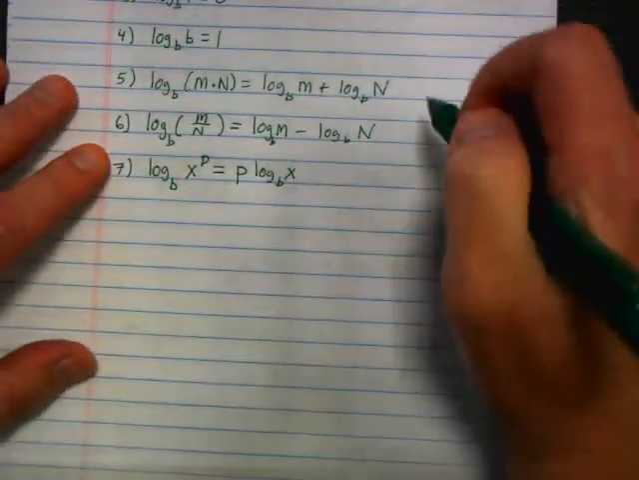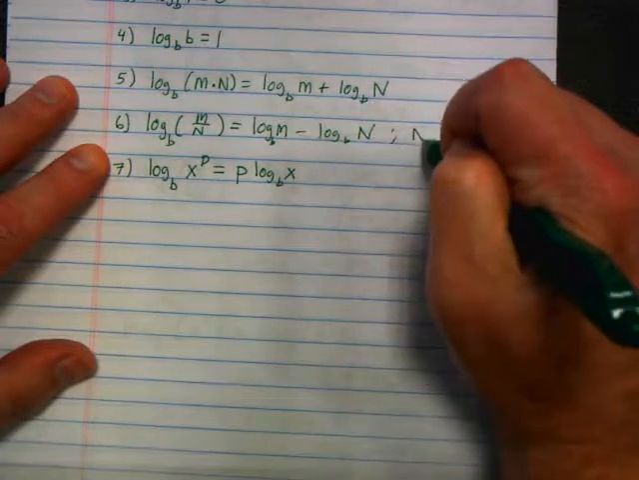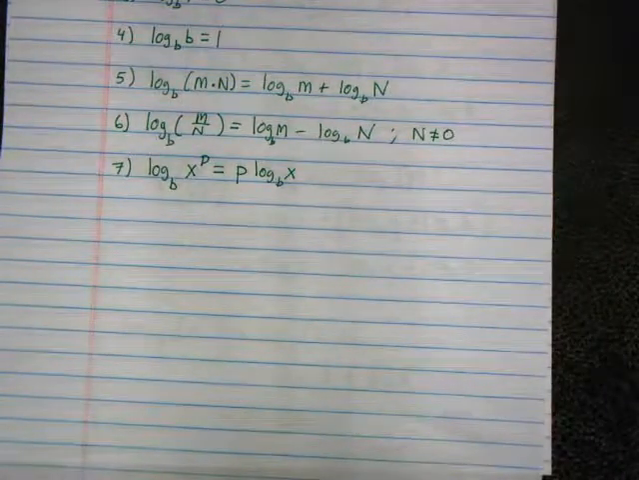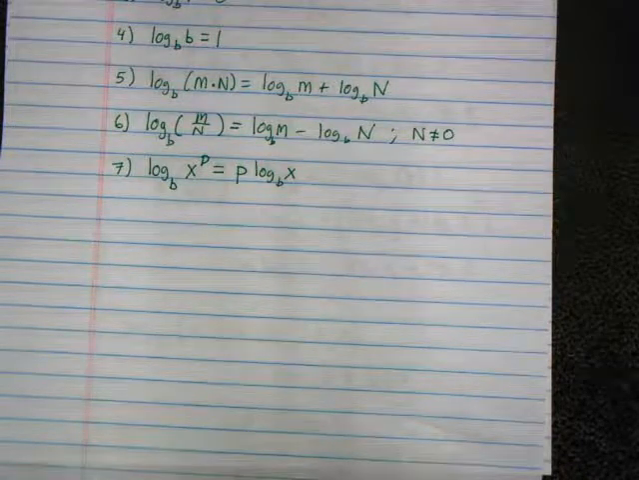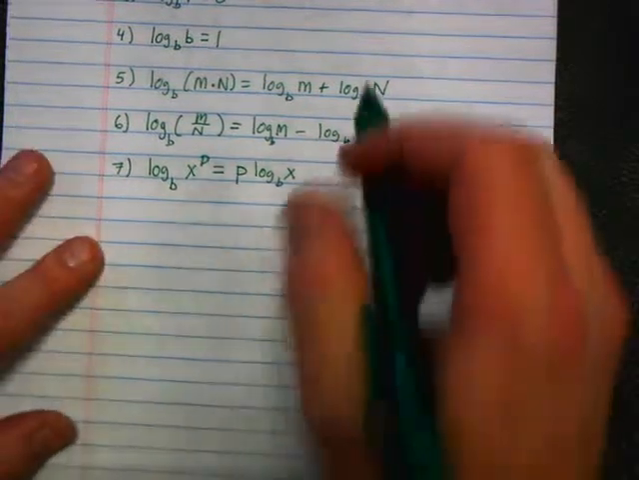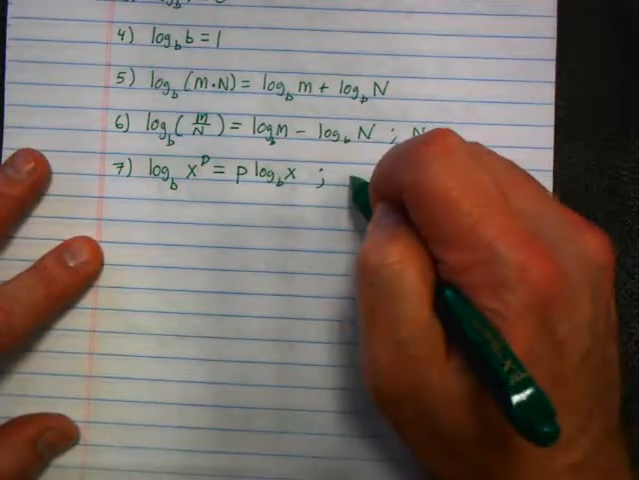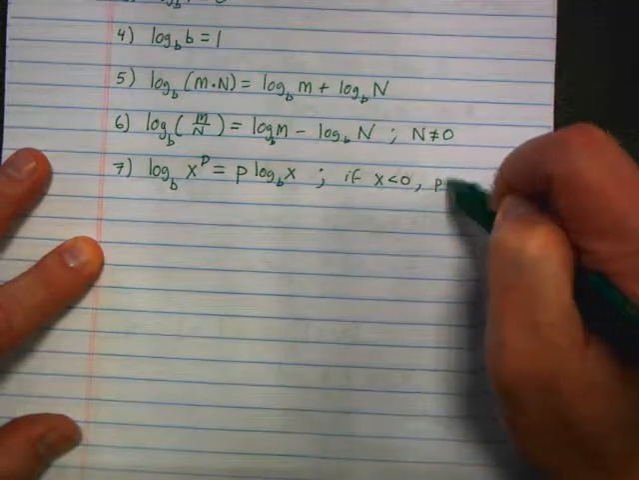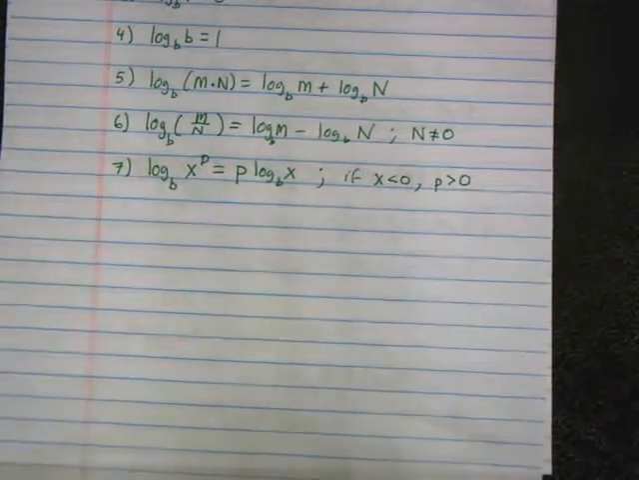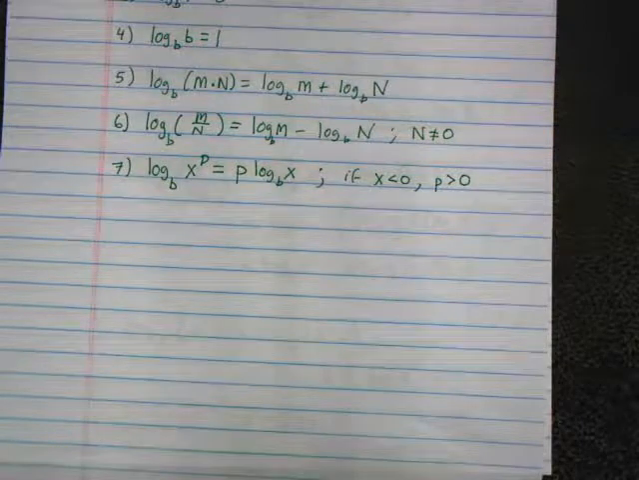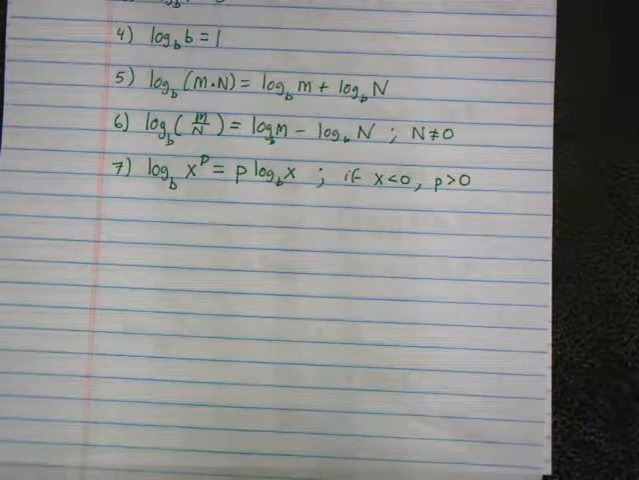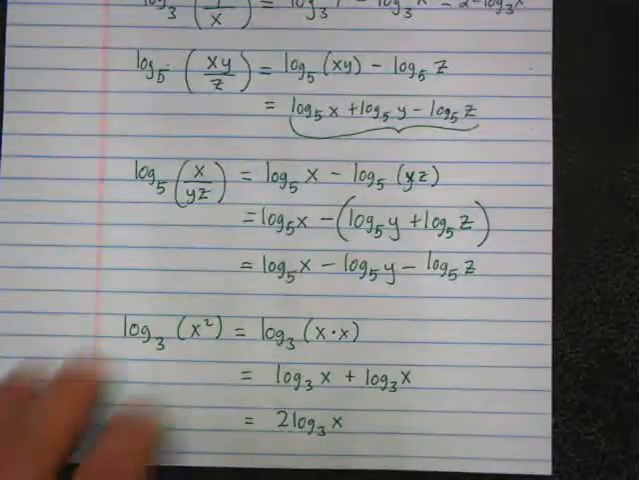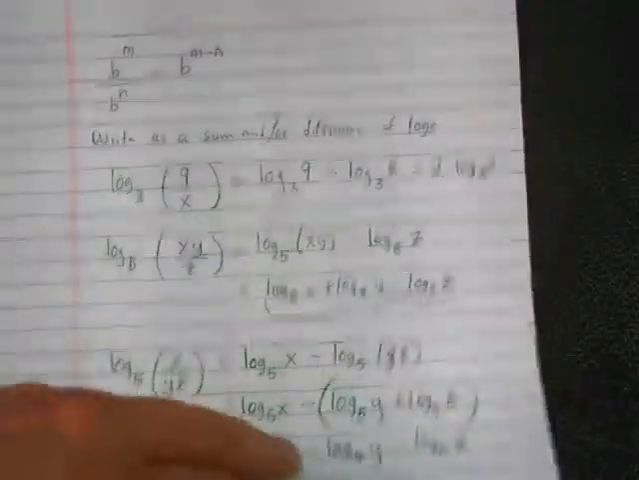Oh, this one I should have had a little rule over here. This one, of course, n can't be 0. And this one we need to be careful. This rule number 7, if x is a negative number, then p better be a positive number. What happens if it's not? That's a good question. All right, so let's take a look at that. Yeah, they fight and it's ugly. Nobody enjoys it.